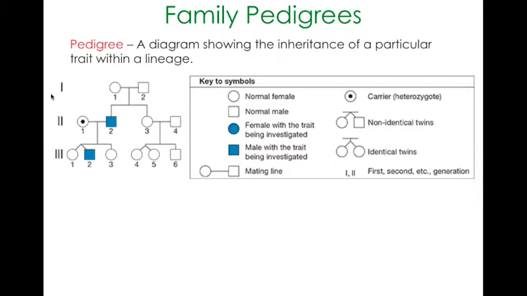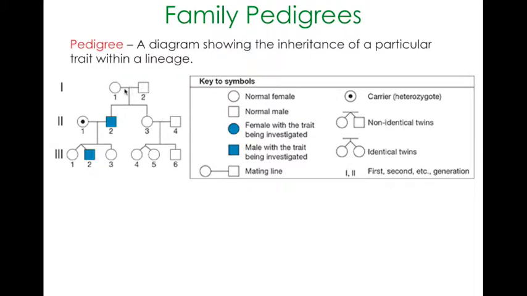So there are different generations. The first generation is shown here by Roman numeral 1, second generation 2, and 3, and so forth. What you will notice is that circles represent females and squares represent males. And if an individual has a trait, it will be shaded in. So this individual here has the particular trait that we're investigating, and so he's shaded in, and so does this individual.